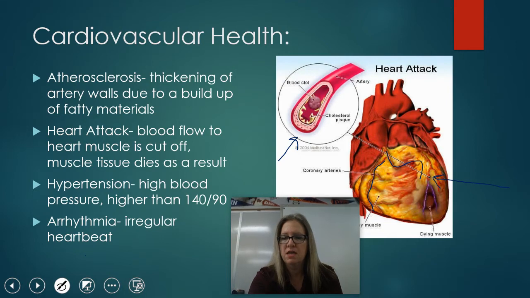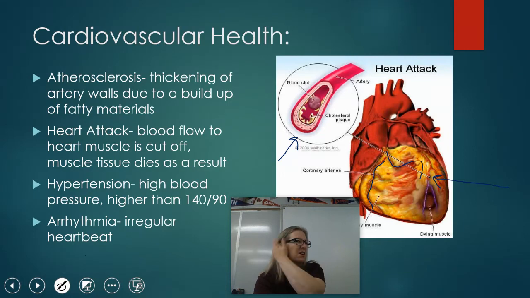Okay. And so anything past that clog, any of the heart muscle past that clog, is not getting the oxygen it needs. And it can actually cause the muscle tissue to die. That's kind of the definition of a heart attack. When that blood flow is cut off, the heart muscle is permanently damaged. This can result in death, but oftentimes people will have a heart attack and survive.